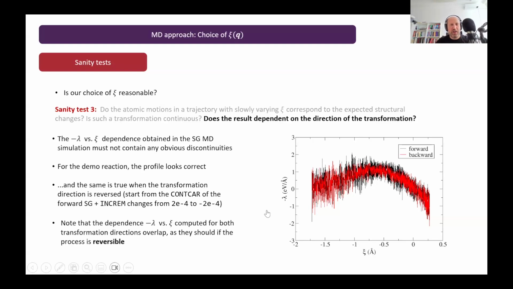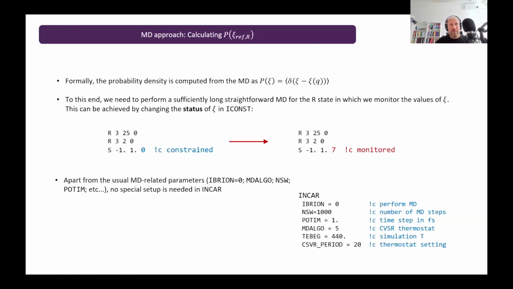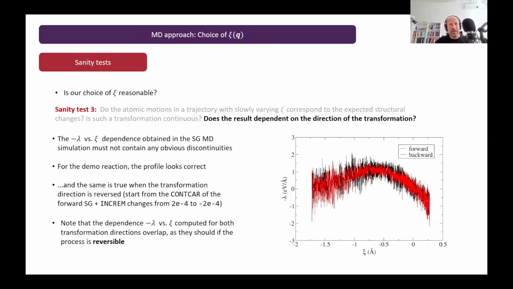I can again visualize what happened. It was not very interesting. It was pretty much the same as we've seen before. And I can again extract the lambda versus xi dependence, and I compare my result with the result for the other transformation direction. Here we are. As you can see, these two profiles are qualitatively similar, as they should be if the process is reversible. It must be independent of the transformation direction. Fine. So now our candidate reaction coordinate passed all sanity tests.